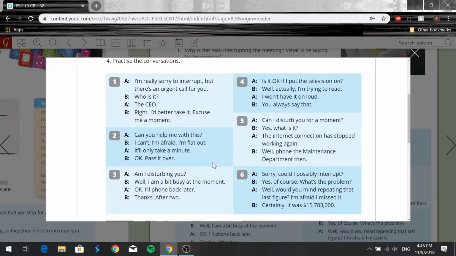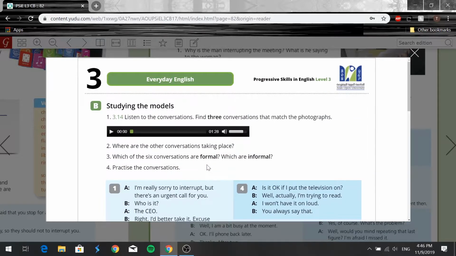So this looks, yeah, this is probably in a rented accommodation of some sort, or maybe a student hostel, or even at a university. Okay? So that's where the other conversations are taking place.